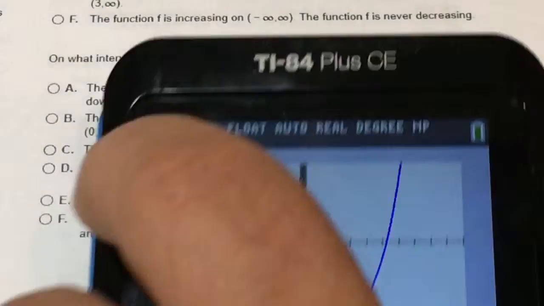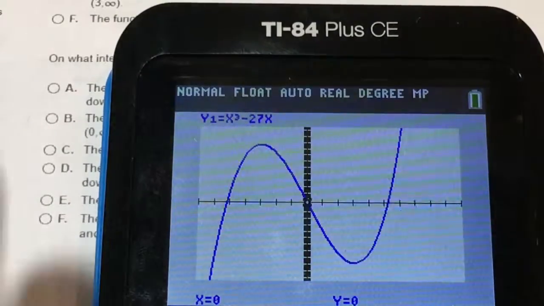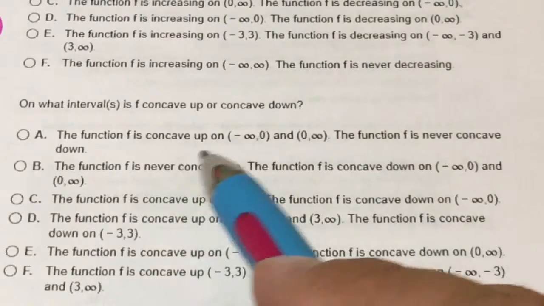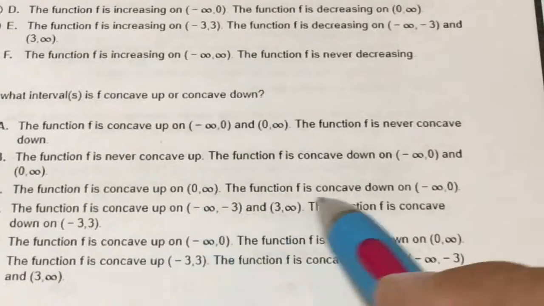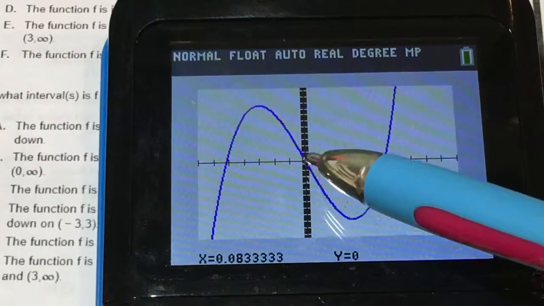Concave up, concave down. Now it's concave up from 0 to infinity. It's concave down from -infinity to 0. Concave up from 0 to infinity. Concave down from -infinity to 0.